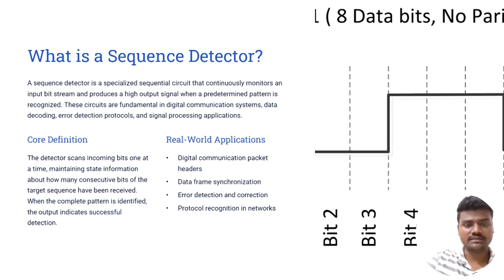The detector scans incoming bits one at a time, maintaining state information about how many consecutive bits of the tracked sequence have been received. When the complete pattern is detected, the output indicates successful detection. Real world applications: digital communication packet headers and data frames, synchronization, error detection and correction, and protocol recognition in networks.